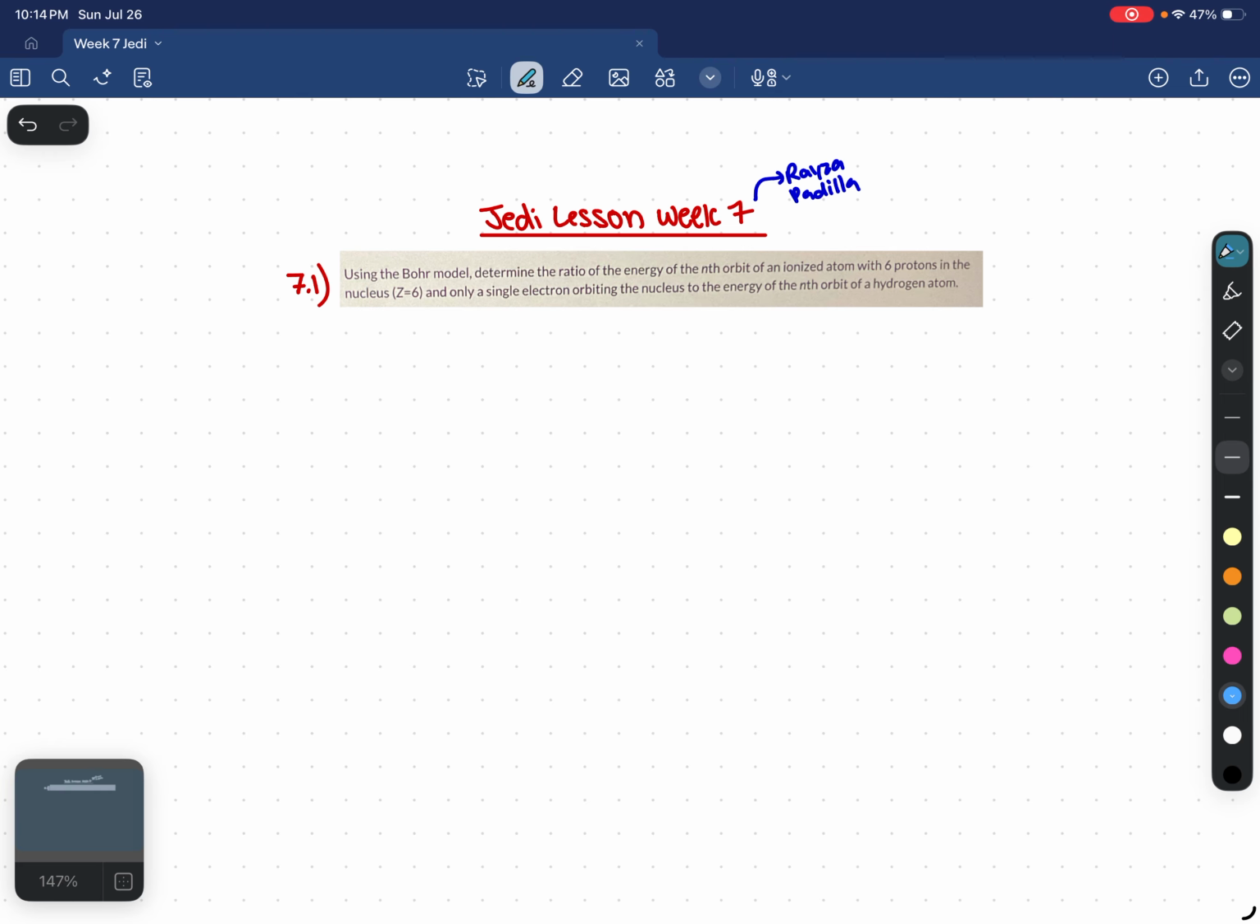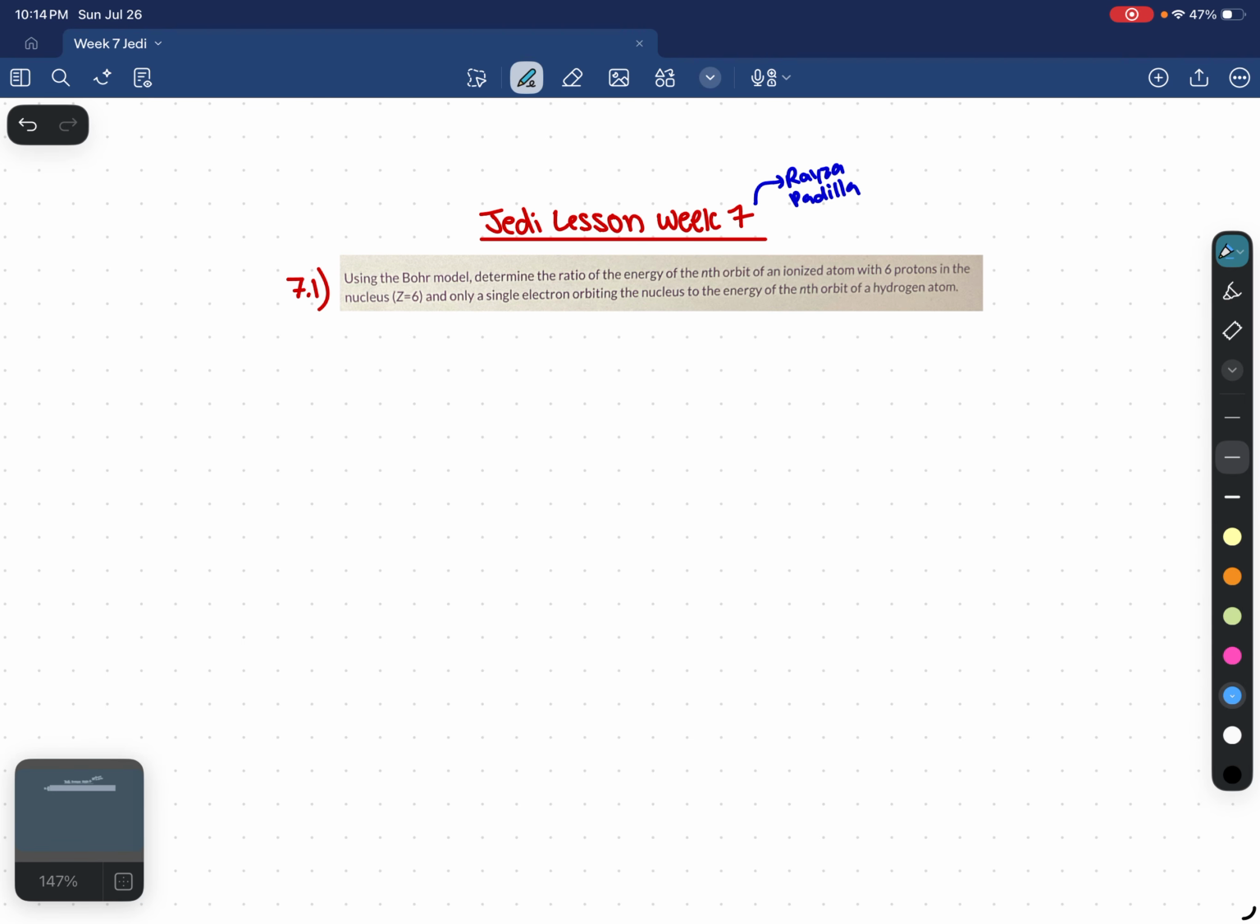Our problem states: using the Bohr model, determine the ratio of energy of the ninth orbit of an ionized atom with 6 protons in the nucleus and only a single electron orbiting the nucleus, to the energy of the ninth orbit of a hydrogen atom.